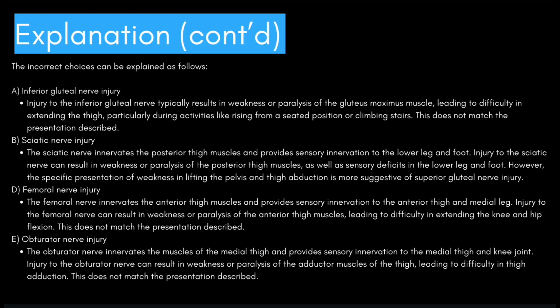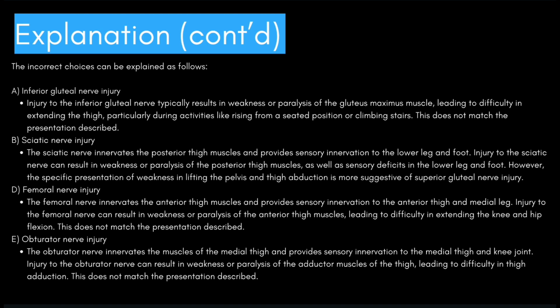Inferior gluteal nerve injury. Injury to the inferior gluteal nerve typically results in weakness or paralysis of the gluteus maximus muscle, leading to difficulty in extending the thigh, particularly during activities like rising from a seated position or climbing stairs. This does not match the presentation described.